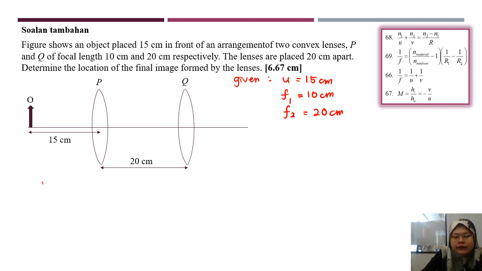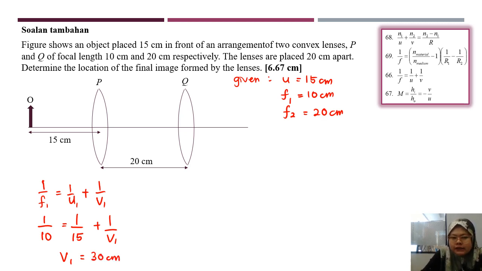Okay, so we find the distance of the image produced by lens P. Okay, we will use equation 66, so 1 over f1. I label here f1 because we are using the first lens. Okay, equals to 1 over u1 plus 1 over v1. Okay, 1 over f1. f1 is 10 cm. Equals to our u is 15 cm plus 1 over v1. So here we can get that v1 equals to 30 cm. Okay, positive. Positive meaning that, okay, the image form is 30 cm behind the first lens.